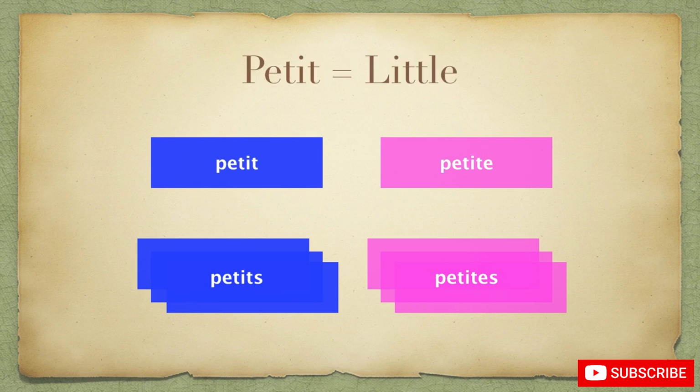And then another example is petit. So we have petit and then petite. It doesn't sound the same for this one. Petite is the feminine singular version, whereas petit is the masculine singular version. And same thing, you just add an es for the feminine plural and then just an s for the masculine plural.